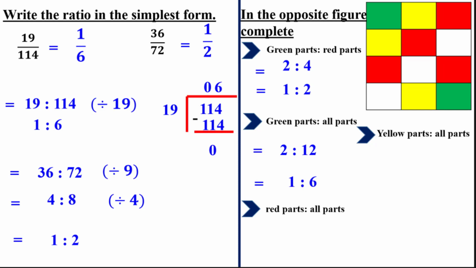Red parts to all parts. How many red parts? We have 4, all 12. You can divide here by 4. It will be 1 to 3. Or yellow parts to all parts. It will be 3 to 12, dividing by 3 equals 1 to 4.